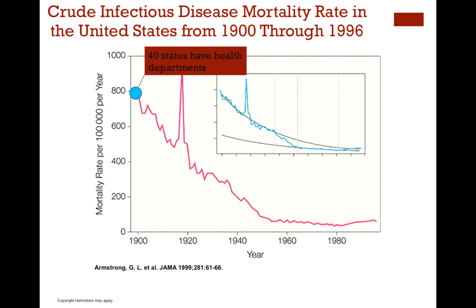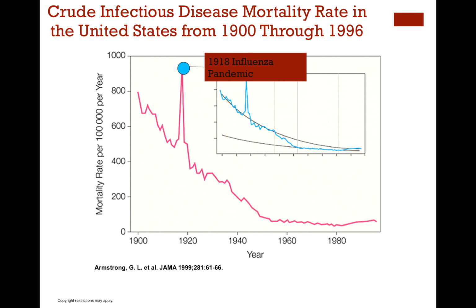If you look at crude infectious disease mortality rates from 1900 through 1996, what you can see is that the first dramatic decrease was brought about by having health departments in at least 40 of the states. You see a spike in 1918, which is a dramatic spike, which is due largely to the 1918 influenza pandemic. This killed millions of people. It started on the East Coast and spread across. So again, started at the seaports like many infectious diseases.